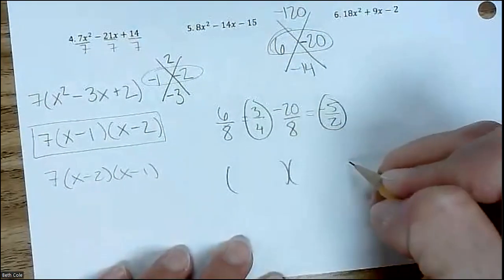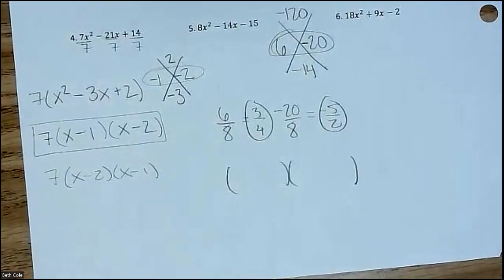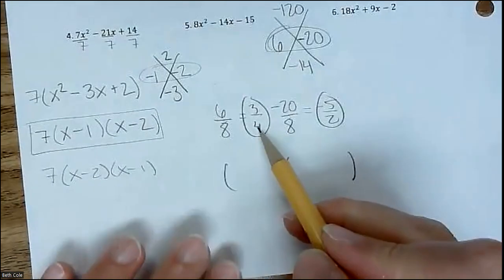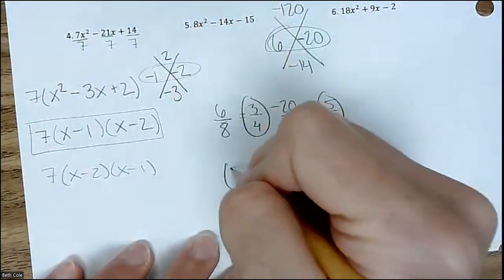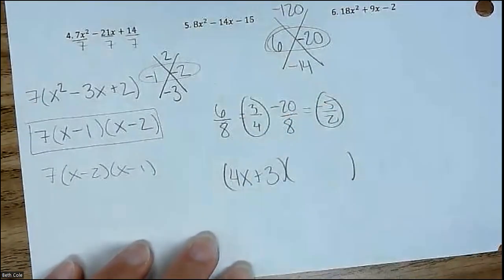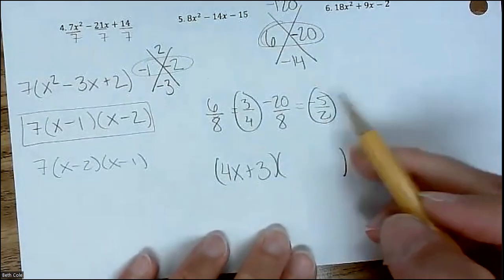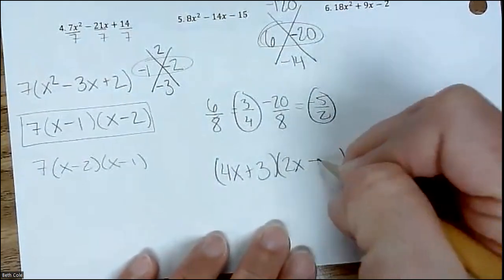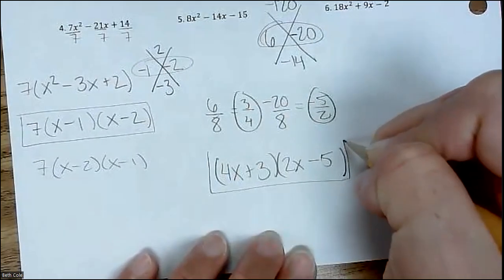Draw your 2 parentheses for your answer. Good. Oh my gosh, I love you guys. You're awesome. Denominator first. So this one will be 4x plus 3. And then the last one would be 2x minus 5.